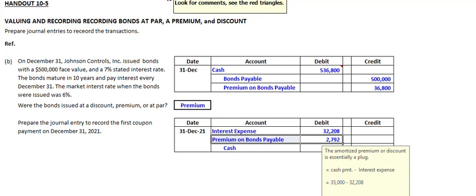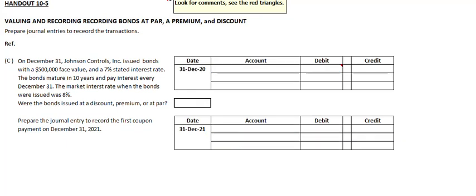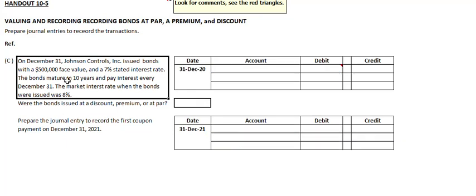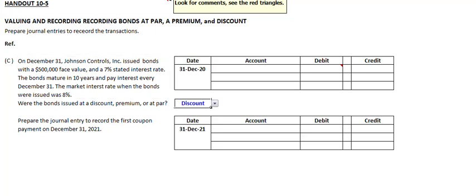Let's go ahead now and consider scenario C. In our last scenario, Johnson Controls is again issuing the same bonds, but now the market interest rate, the interest rate that investors are demanding, is 8%. So if investors are demanding an 8% return and Johnson's bonds are only paying a 7% return, they don't really seem like a very good deal. So investors won't be as interested and the price will fall. The bonds will have to sell at a discount.